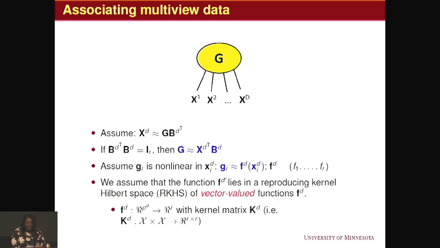So we assume that this function f lies in a reproducing kernel Hilbert space of vector-valued functions. So the emphasis here is vector-valued function as against scalar-valued function. And the reason why we choose vector-valued function is because the dimension of this output G_i is R, which is a vector. And because we're dealing with a vector-valued function, in this RKHS we have a kernel, which is a positive semi-definite matrix, and it takes an input and maps it into a matrix R by R, which differentiates it from a scalar-valued function.